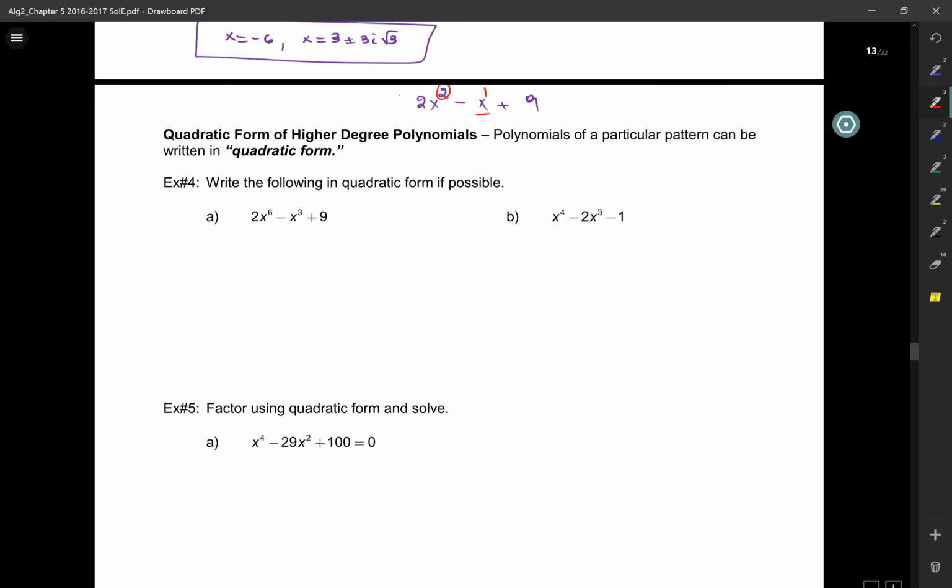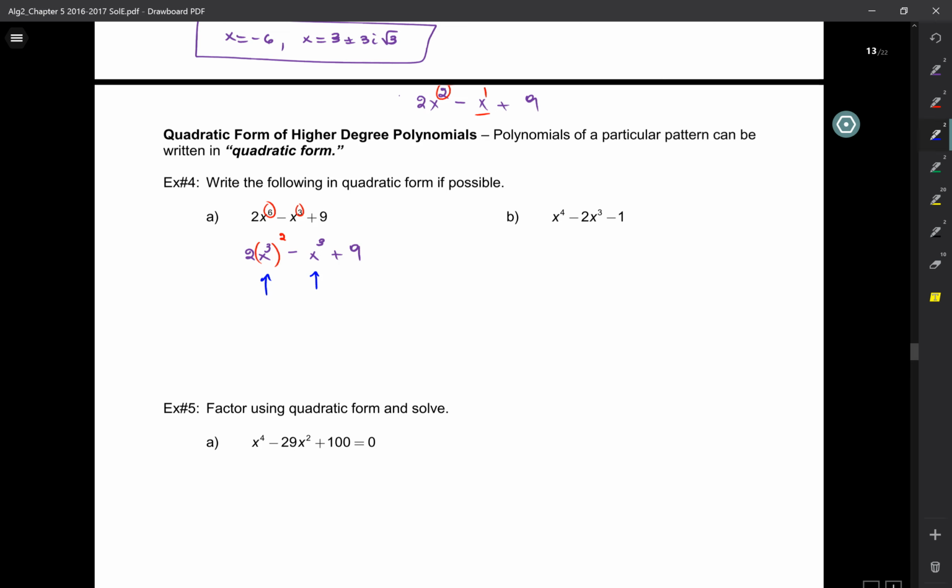So look at this one. I have 2x to the 6, then x to the 3. Is that the same setup as the first one, twice the second one? Yes. Okay. So I can factor this. I can rewrite this like a quadratic. So I can write this like this. 2x to the power of 3 squared, okay? Minus x to the power of 3 plus 9. Okay? So now whatever the exponent of this is, the exponent of this is twice that. So I just changed it to quadratic form.